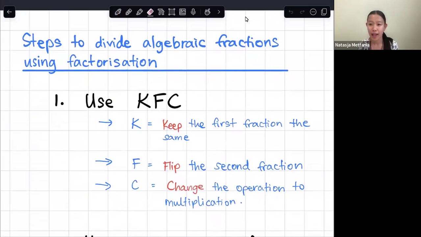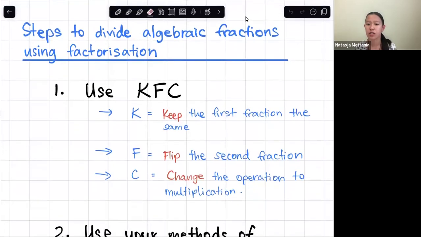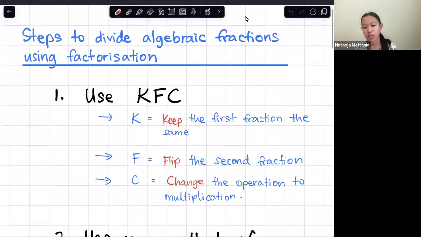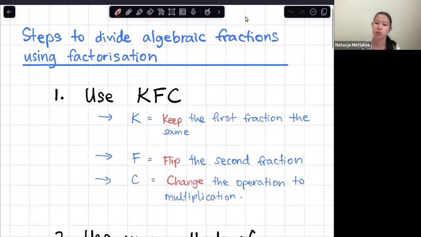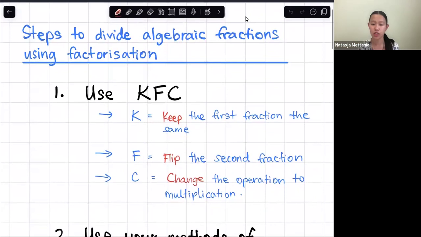So K means keep the first fraction the same. F means the second fraction is flipped, so the denominator now becomes the numerator and the numerator becomes the denominator. And then C means change the operation to multiplication. That's the first step. So I need to use KFC first.